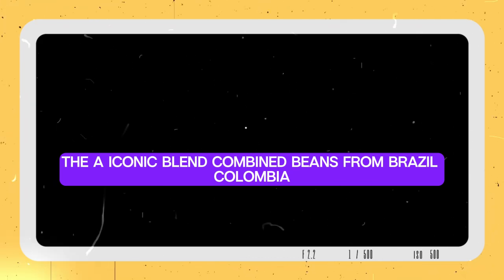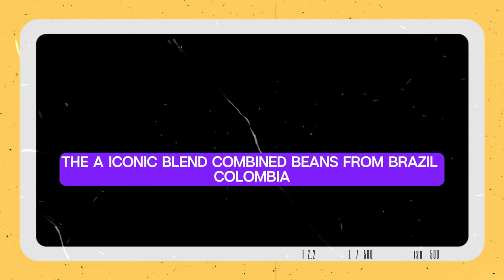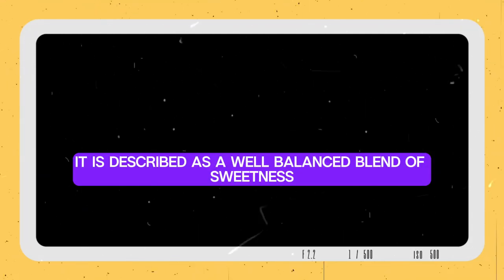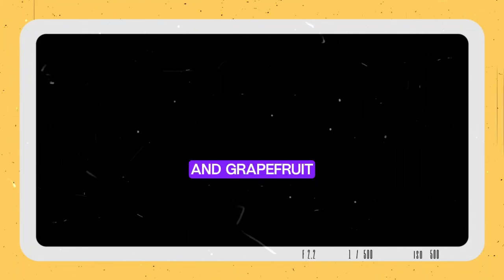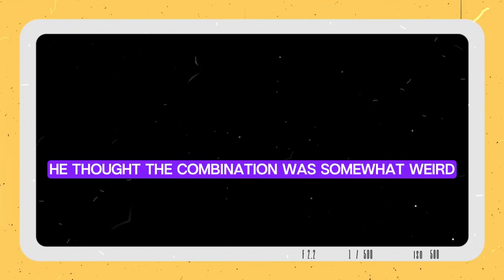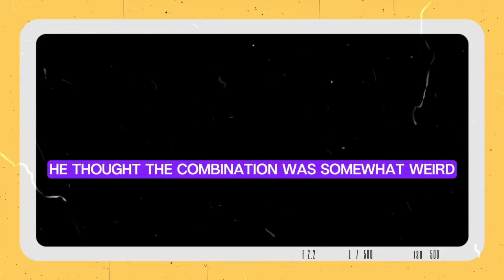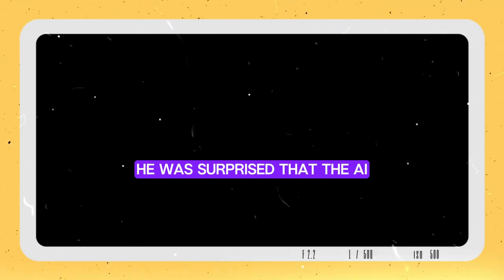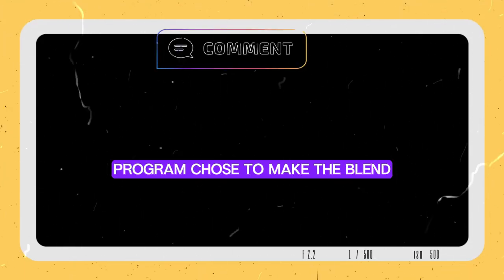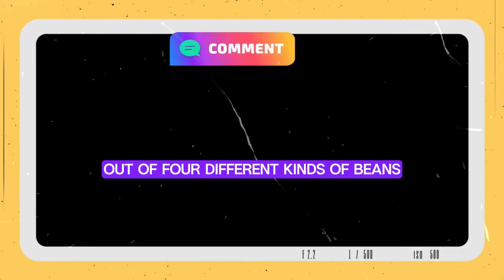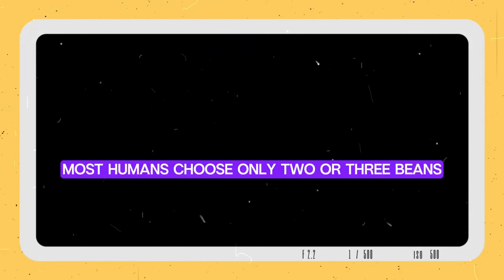The AI-conic blend combined beans from Brazil, Colombia, Ethiopia, and Guatemala. It is described as a well-balanced blend of sweetness and ripe fruit. Hampf said he thought the combination was somewhat weird. He was surprised that the AI program chose to make the blend out of 4 different kinds of beans. Most humans choose only 2 or 3 beans.